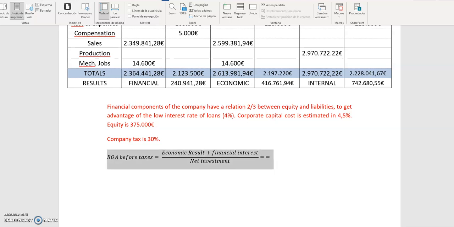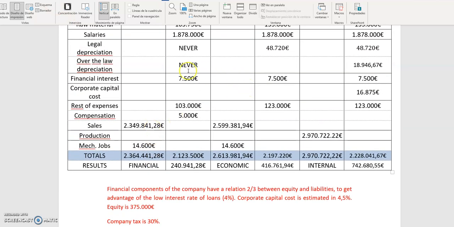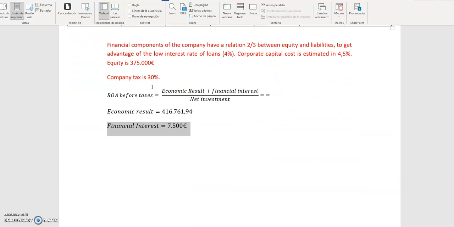So we need the economic result. We're going to add the financial interest to that, and then we're going to divide it by net investment. So economic result comes from the chart. We already have it. Financial interest is already in the chart. It's here. We calculated it when we were doing the chart, and we just need to calculate net investment.